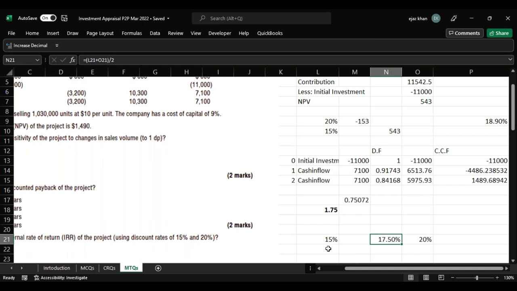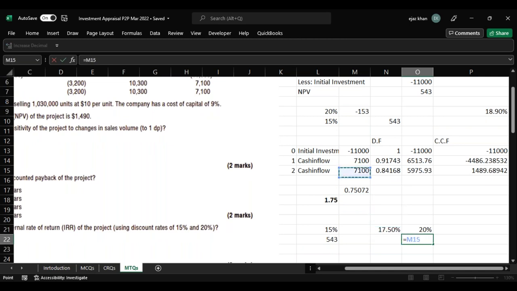Okay, 15% and 17.5%, right? And 20%. And the NPV here is 543, and the NPV here is -153. Okay, which NPV is closer to zero, 543 or -153? Which of the two NPVs is closer to zero? -153. Yeah, that's closer to zero. So your IRR will fall between these two ranges.